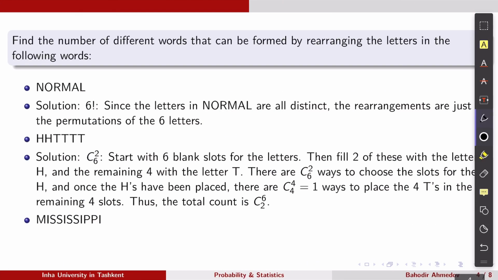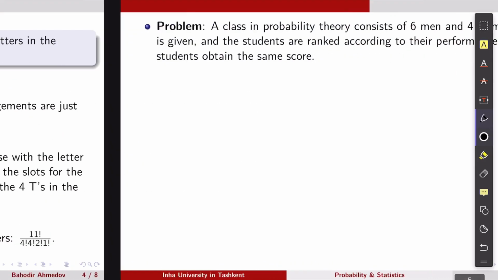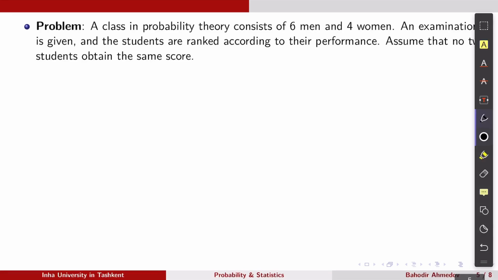So our next problem is Mississippi, which is going to contain 11 letters, so 11 factorial, and we now have to count the number of the similar letters. There are 2 p's, so 2 factorial, and 4 i's, 1, 2, 3, 4, so that's going to be 4 factorial. So this is the number of the words which can be generated by just rearranging the letters of the word Mississippi.